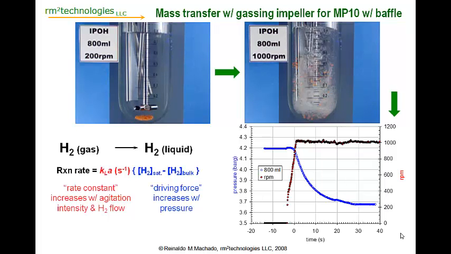We can measure or estimate the mass transfer coefficient by conducting a simple experiment. We take a reactor at 0 RPM, we pressurize the head, and then we turn the RPM up to a high value, 1,000 in this case. As you can see from the graph, the pressure drops in the reactor as the gas is absorbed. The rate at which the pressure goes down is an indirect measurement of the mass transfer coefficient.